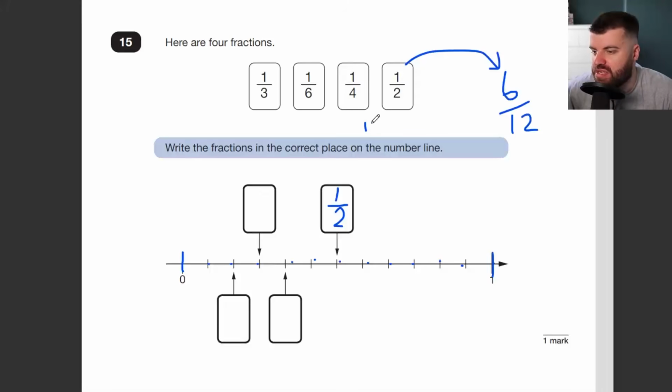How do I change 1/4 into 12ths? So I multiply it by 3. Do the same to the top, and I get 3 12ths. So 3 along, I'm going to write 1/4. 1, 2, 3. 1/4 is going to go right here.